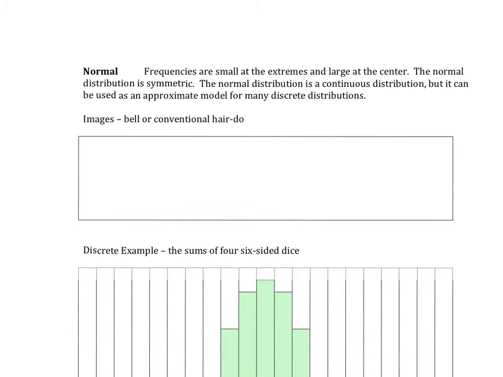And the image here would be the bell, the famous bell curve, or a conventional hairdo. It can be flatter, it can be taller, as long as most of the data is centered and it's symmetric on both sides with very little data at the extremes.